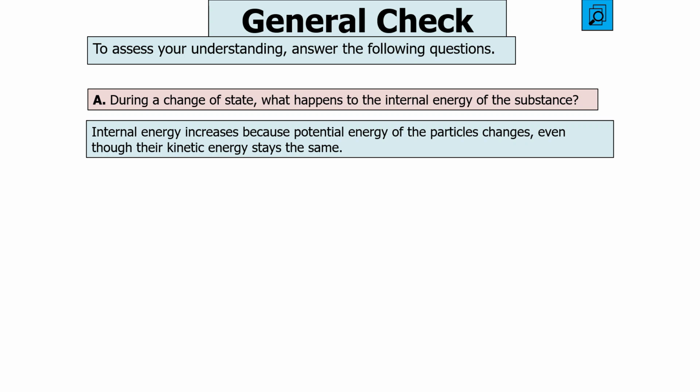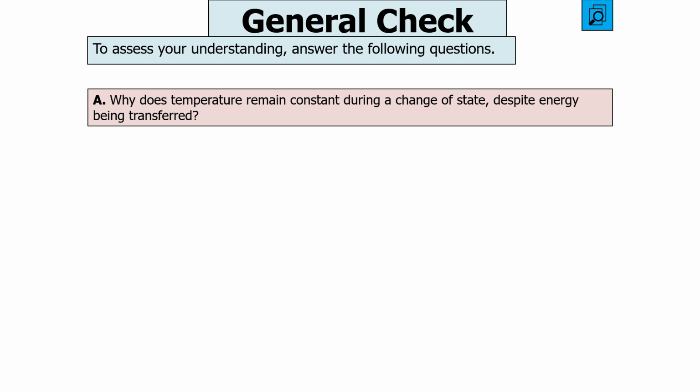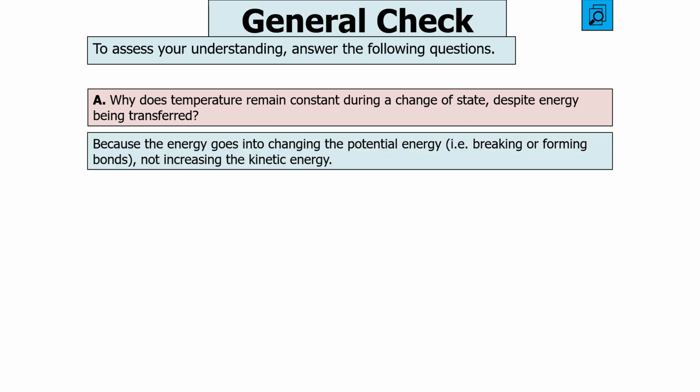Why does temperature remain constant during a change of state despite energy being transferred? Well, because the energy is going into changing the potential energy store, which will be either breaking or forming bonds or intermolecular forces of attraction, not into increasing the kinetic energy.